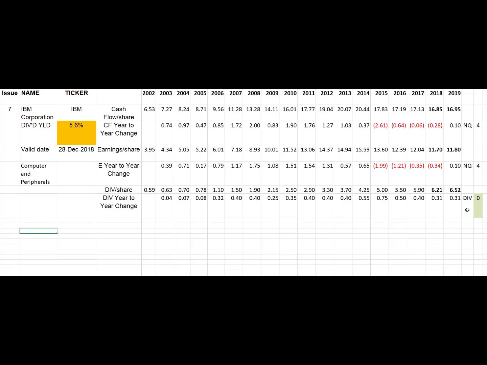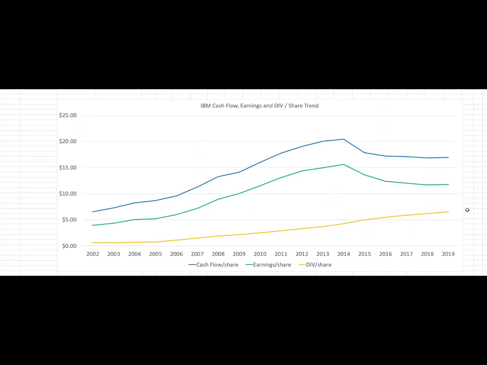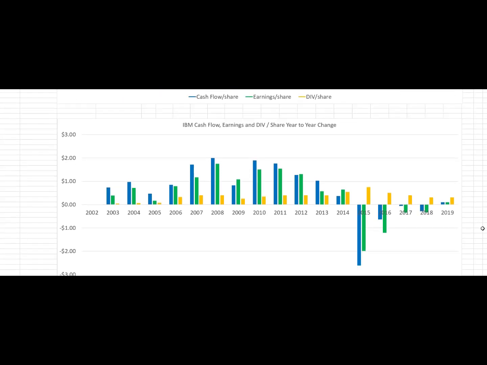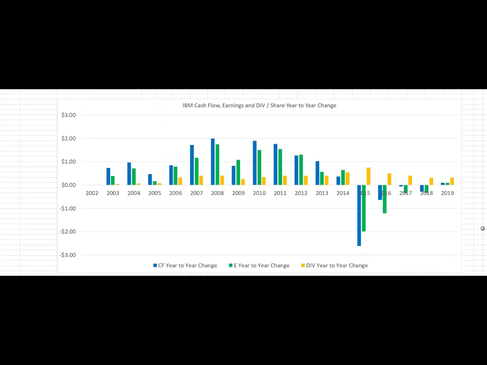So you can really take away from this that IBM is interested in taking care of their shareholders. We see what this looks like on the trend line. Things were going pretty well up here to 14, and then they started off a little bit. Dividends keep going strong, and this becomes really clear on the year-to-year change analysis. Pretty good numbers in here, but look at this, 14 to 15. Boy, it drops down, then it starts recovering again.